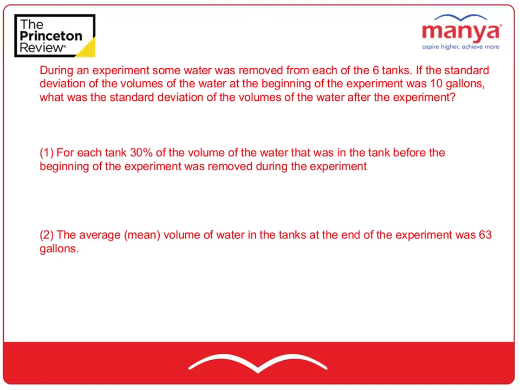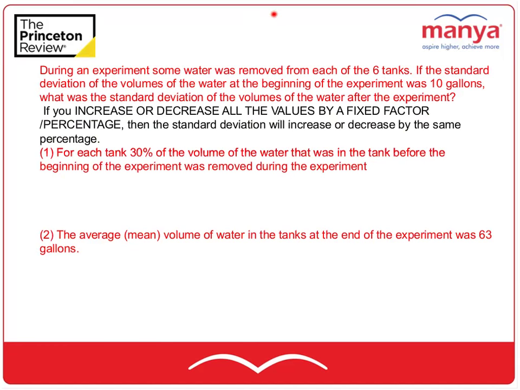So during an experiment, this is the question, right? So new SD will be 0.7 times old SD. Yeah. So how can you say that? What is the concept behind that? If you increase or decrease all the values by a fixed factor or a percentage, then the standard deviation will increase or decrease by the same percentage.